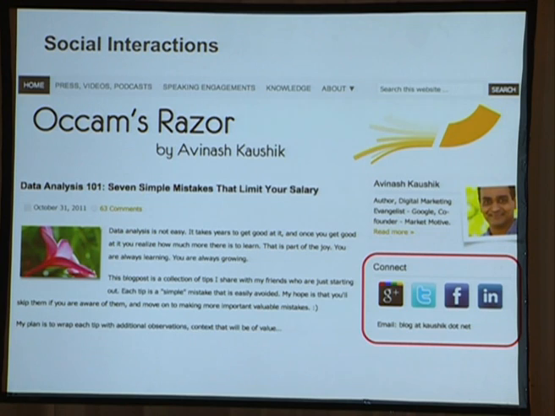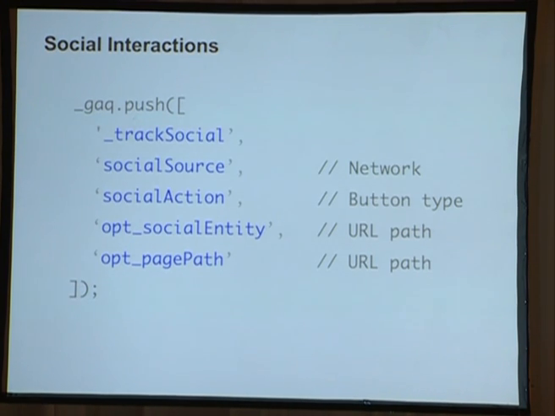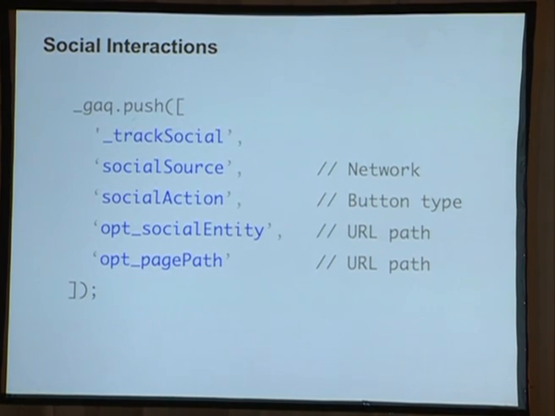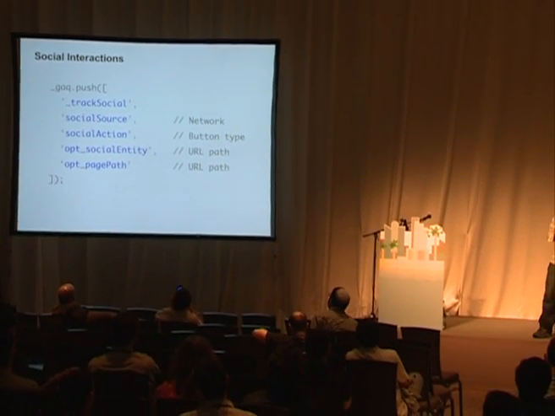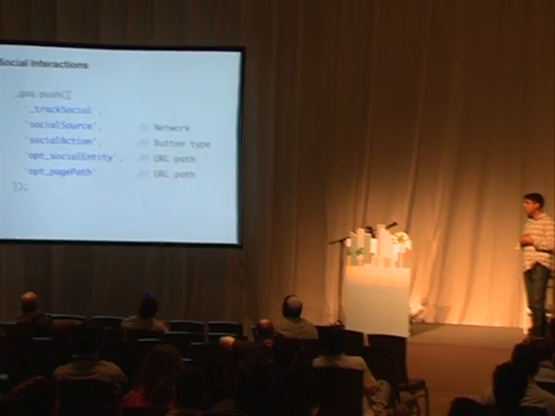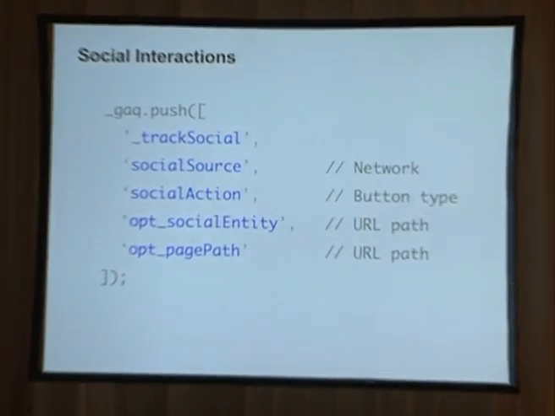So we open up a new tracking method that allows you to pass in that information. And the method's called trackSocial. In the interface, you pass 4 strings. You pass what we call the social source. So this is the network. So this is either like Twitter or Facebook.